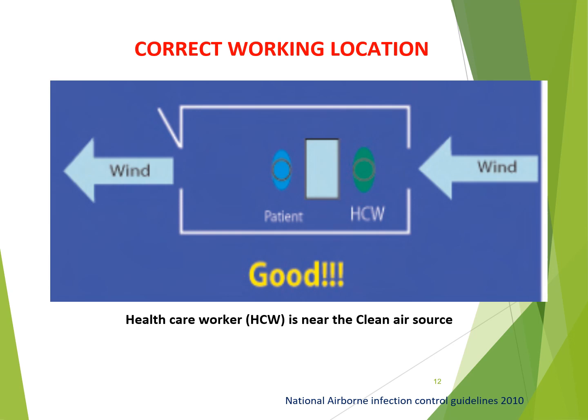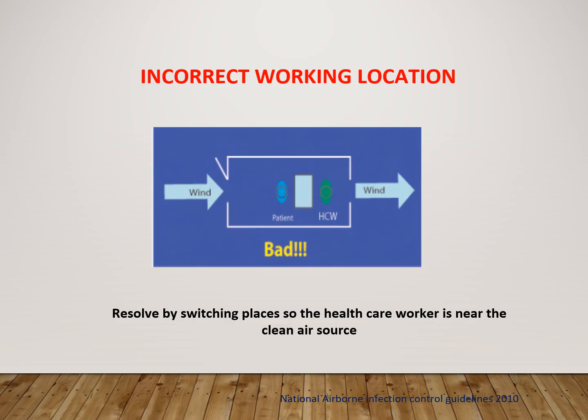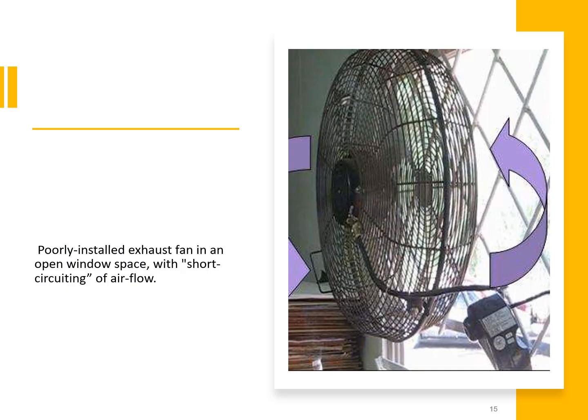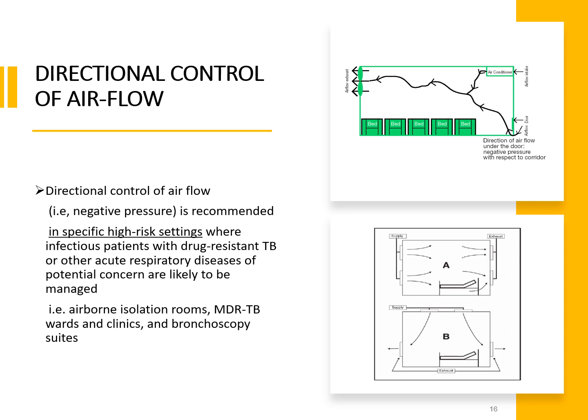The healthcare worker should be near the place where the air is coming in, while patients should be near where the air is exhausting. So the airflow should be from clean to dirty, and not the reverse. If it is the reverse, the remedy is switching places so that the healthcare worker is near the clean air source. There can be a good compromise if we keep the airflow in between the patient and healthcare worker too. A purely exhaust fan in an open window with short circuiting of the airflow is incorrect. Airflow should be like a negative pressure. It should be recommended in high risk settings where TB and other such respiratory diseases are managed.